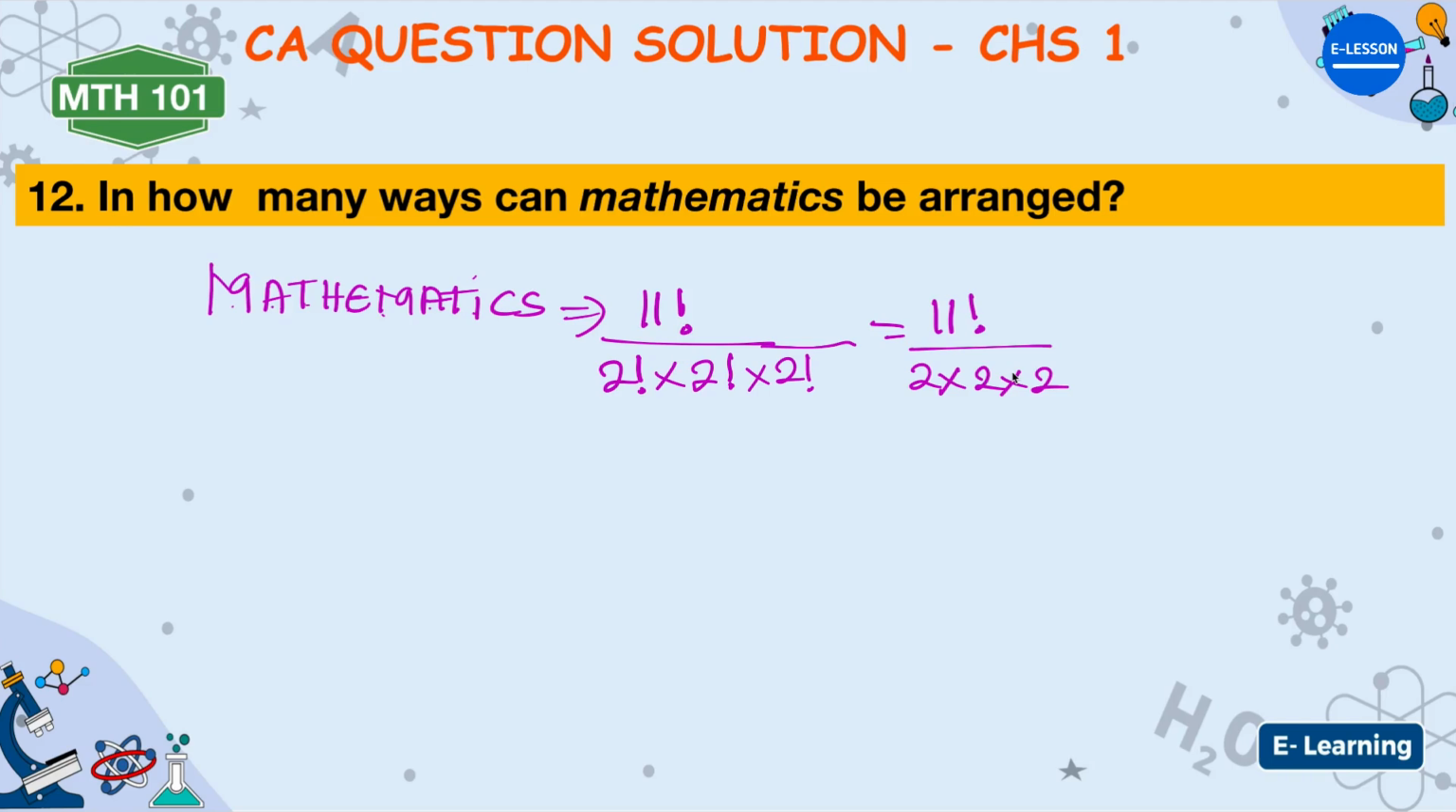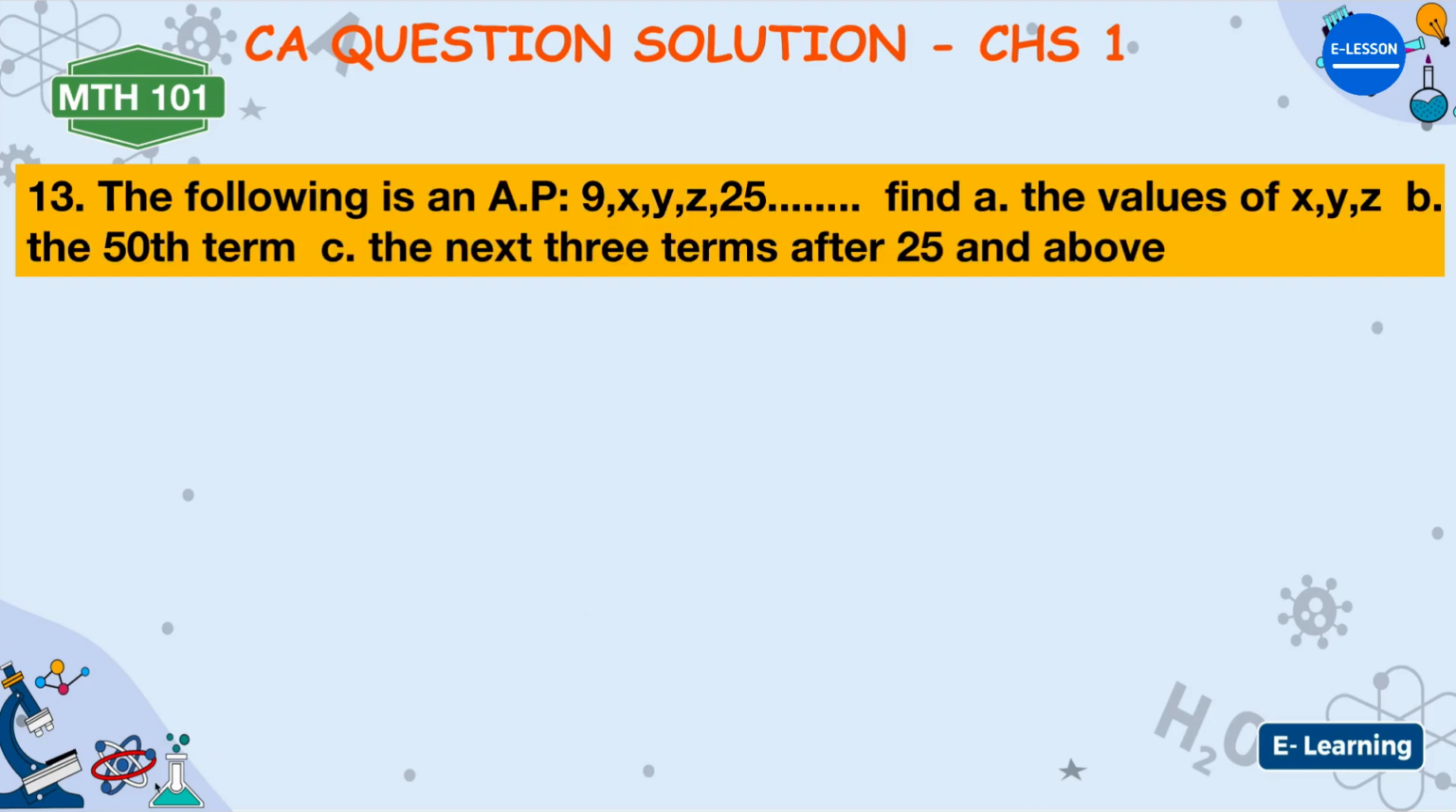So we have 2 times 2 times 2. So the correct answer, let me confirm it: 4,989,600 ways that you can arrange MATHEMATICS. Is that okay? Now, the following is an AP, arithmetic progression.